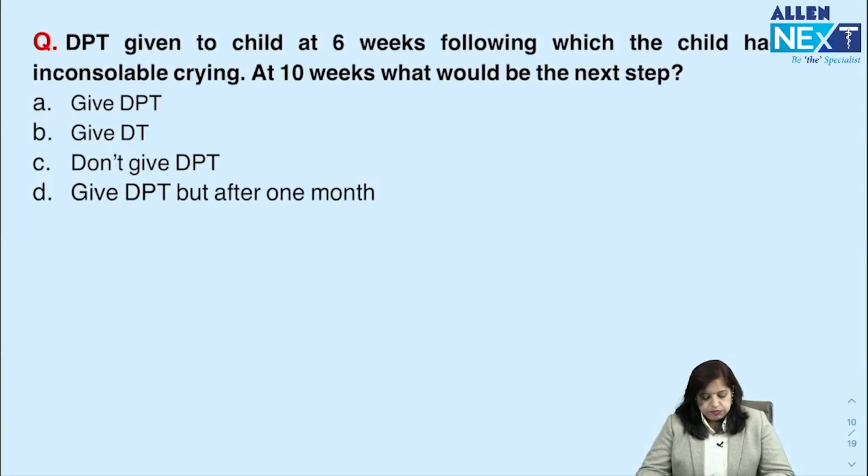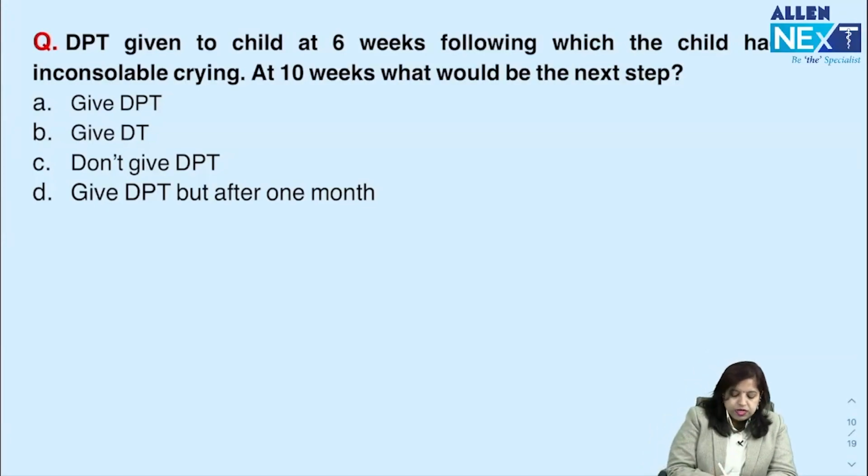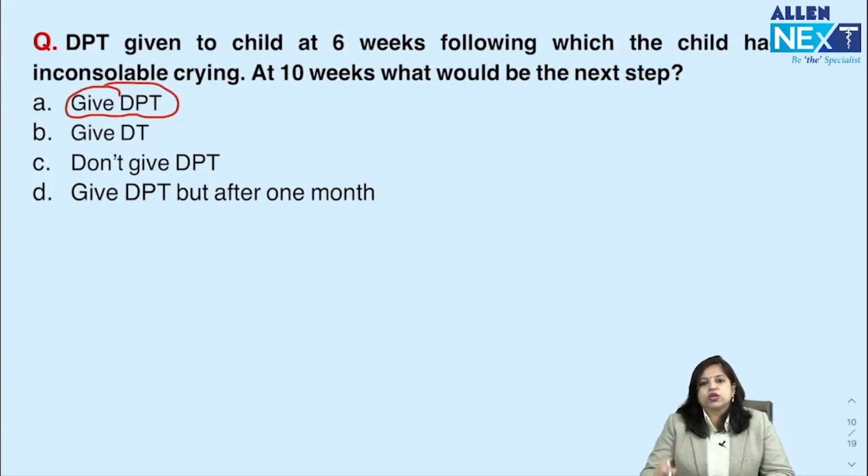So please remember persistent crying or inconsolable crying for 3 hours, or maybe hypotensive, hyporesponsive episodes, right? And high-grade fever of more than 40.5 degrees centigrade. These are not contraindications for DPT vaccination. And it is usually seen that if these episodes are seen with the first DPT vaccination, and if you give DPT again, usually these episodes would not occur. So therefore, the correct answer would be we have to give DPT to this child, right?